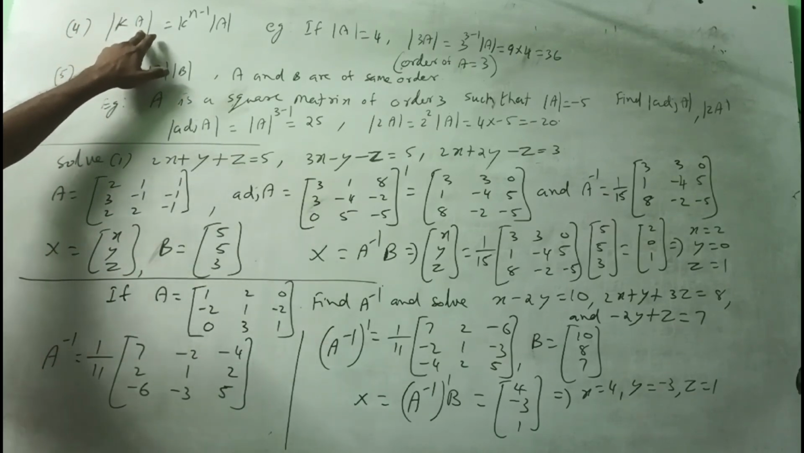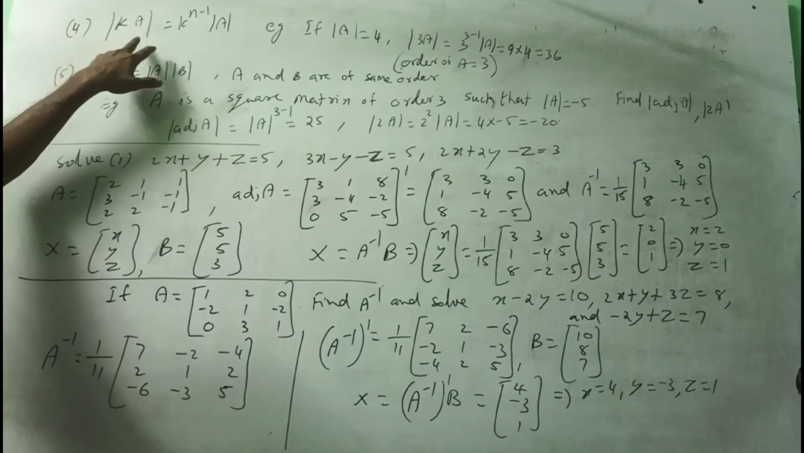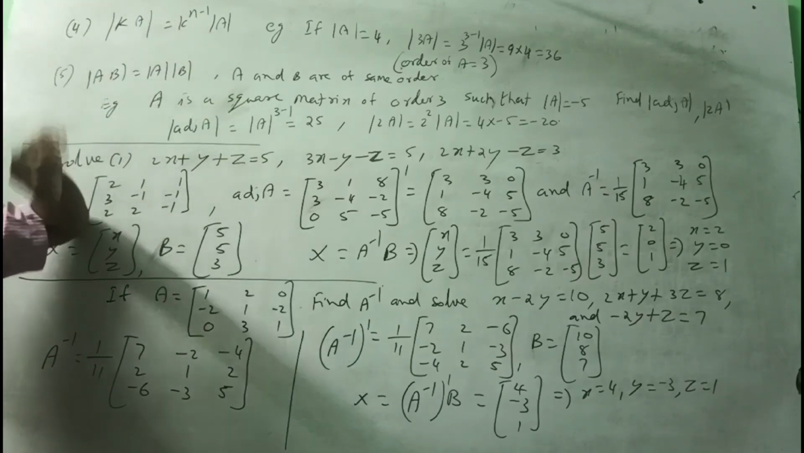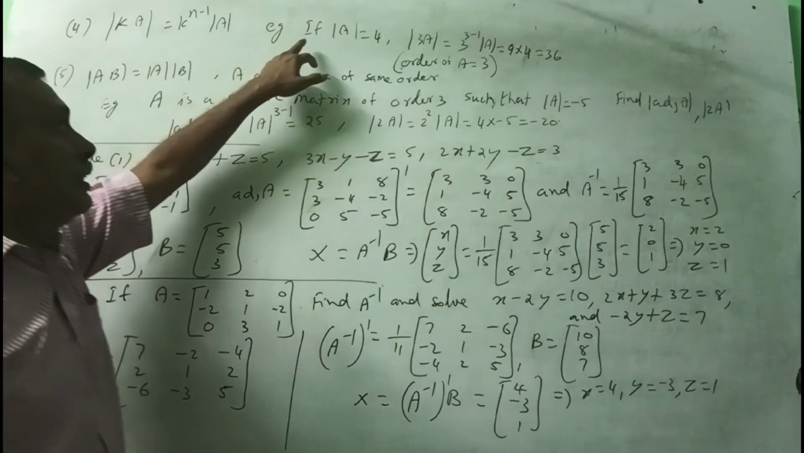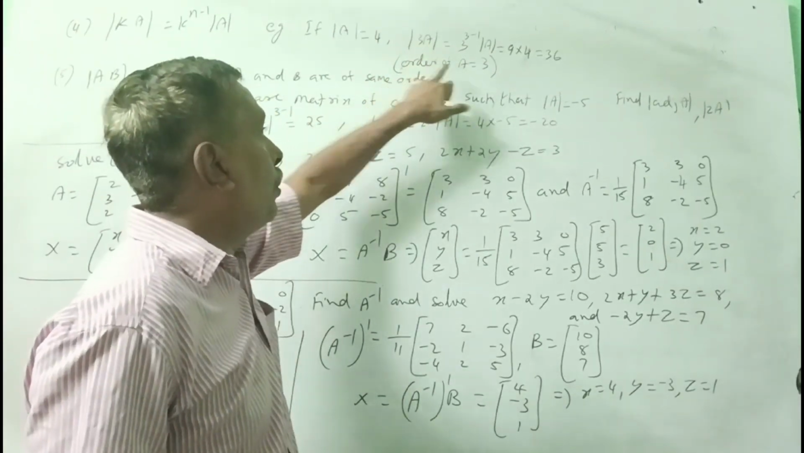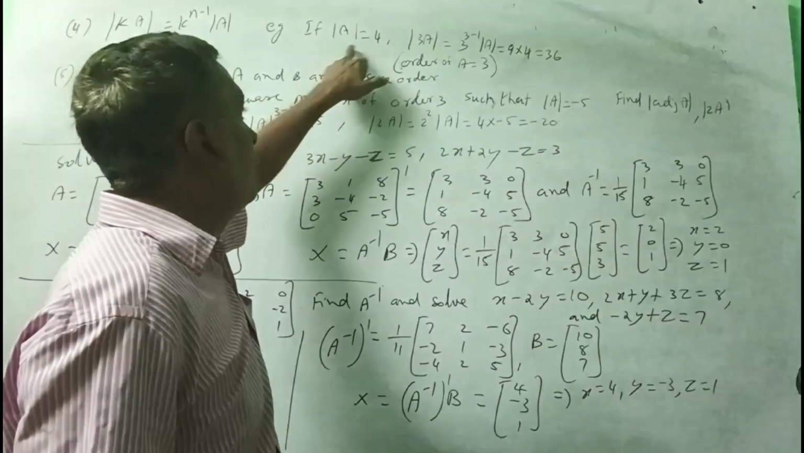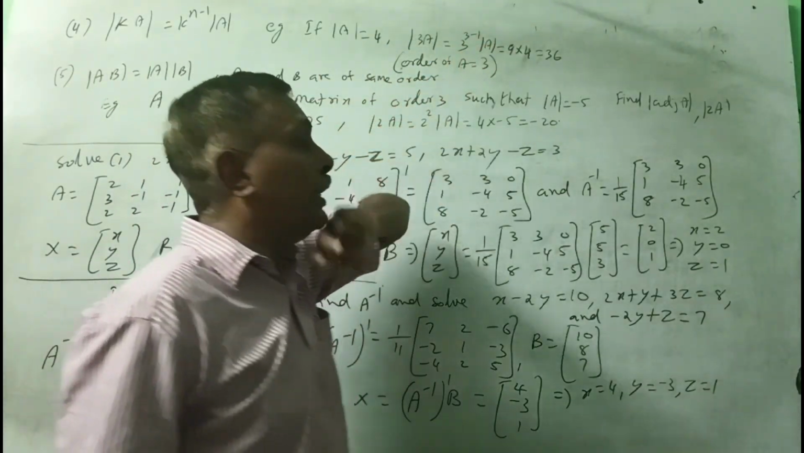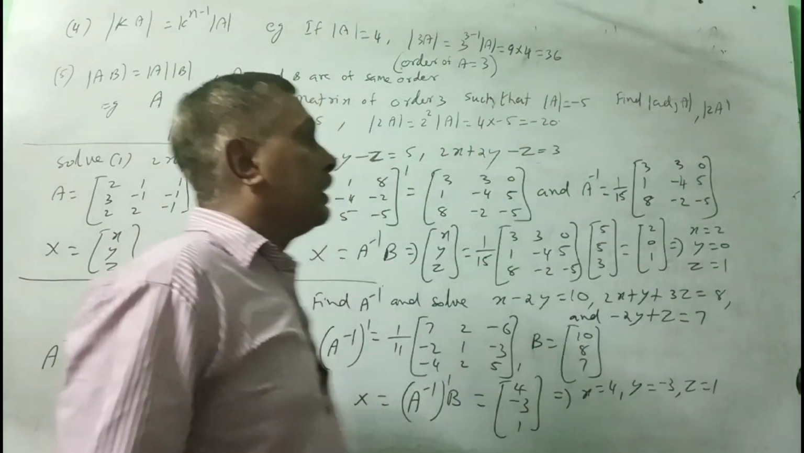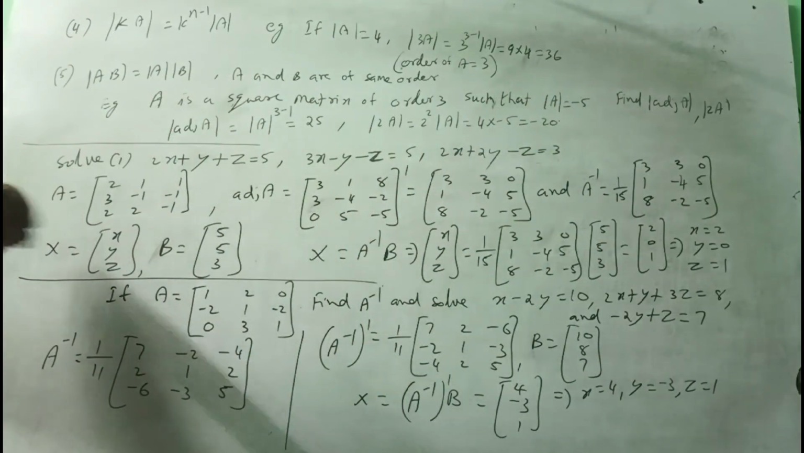If A is of order 3, where n is the order of matrix A, then K raised to 3 will come outside. Example: if determinant A is 4, find the determinant of 3A, where the order of A is 3. So 3 raised to 3 minus 1 into determinant A, that is 9 into 4, 36 is the answer. That type of question is very important.